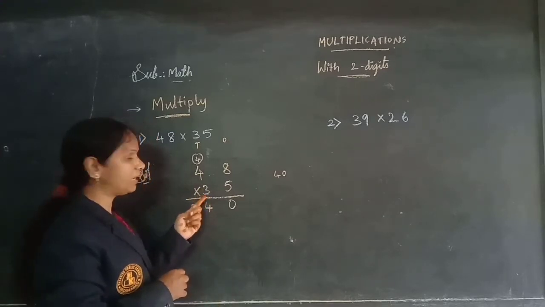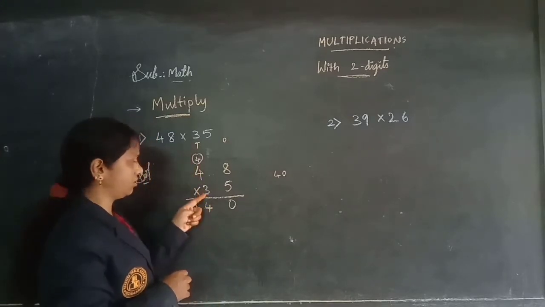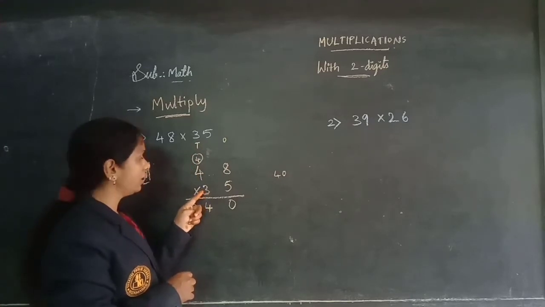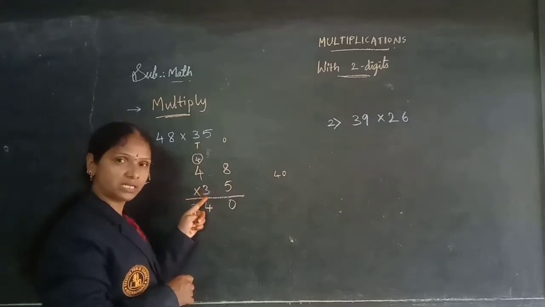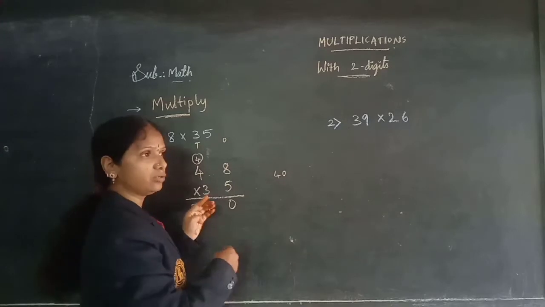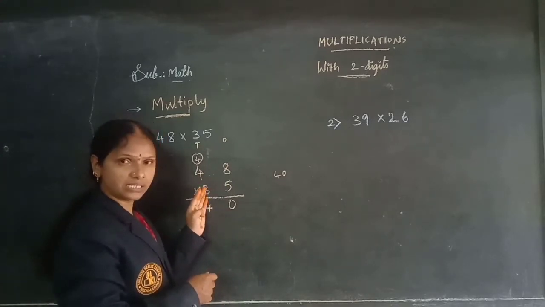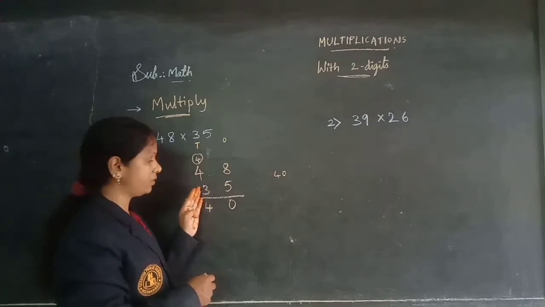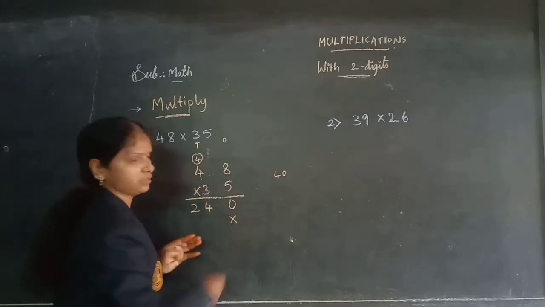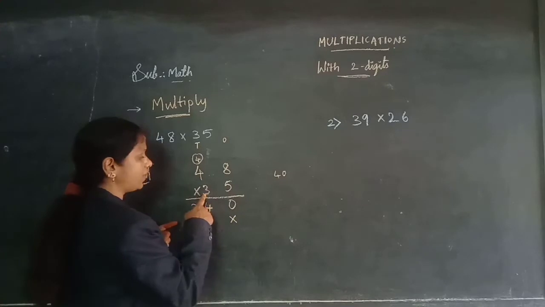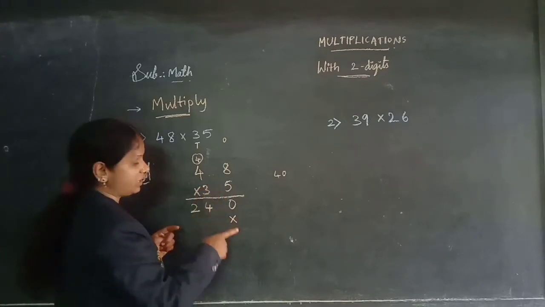Now let's do the multiplication with the tens digit from the second number. But here we are multiplying by the tens digit now, children. Already I told you in the previous videos also, when you are multiplying by the tens digit number in the second number, you need to leave the ones place here. Now let's multiply here with the second digit after leaving this.